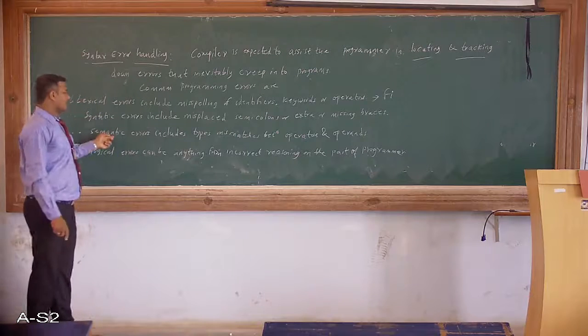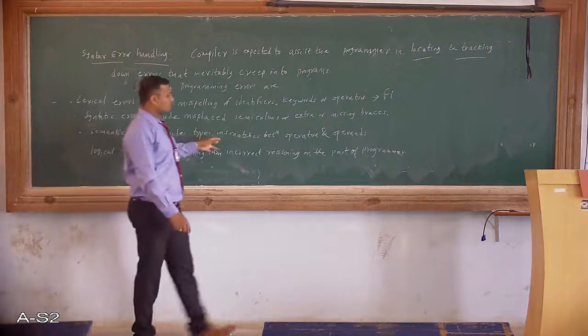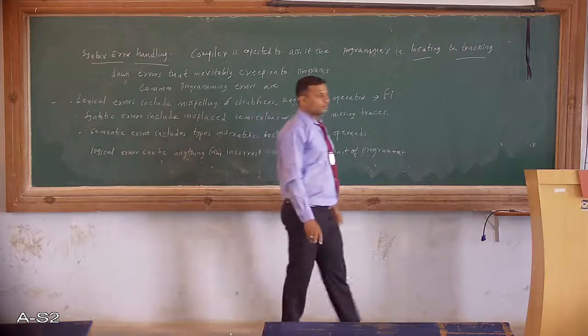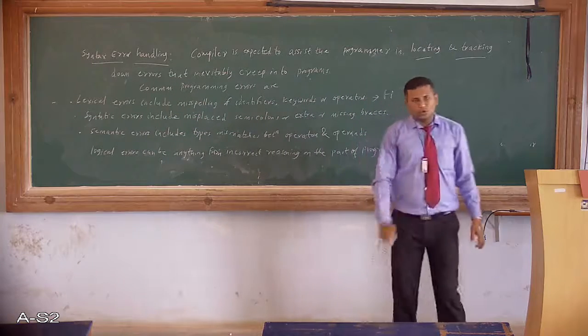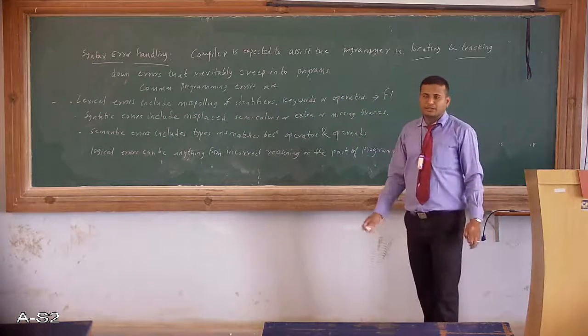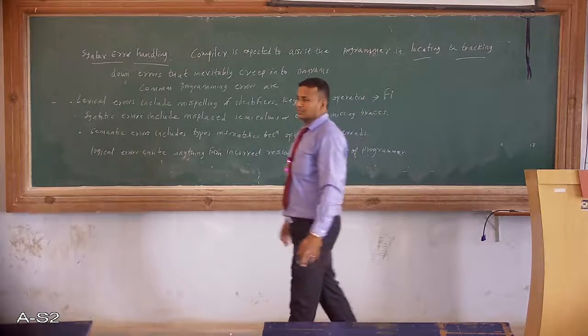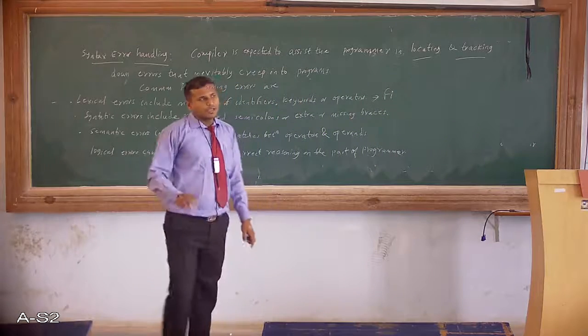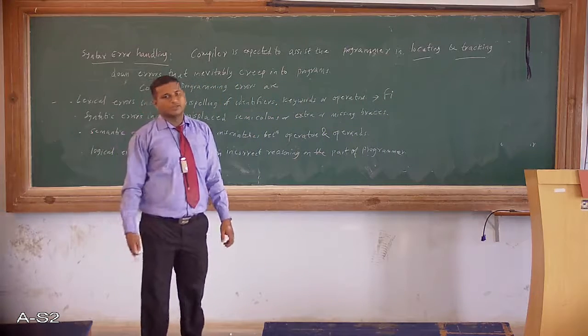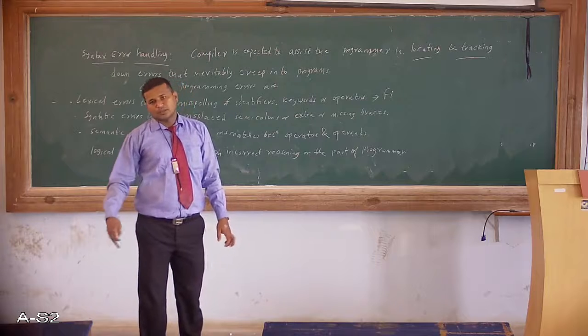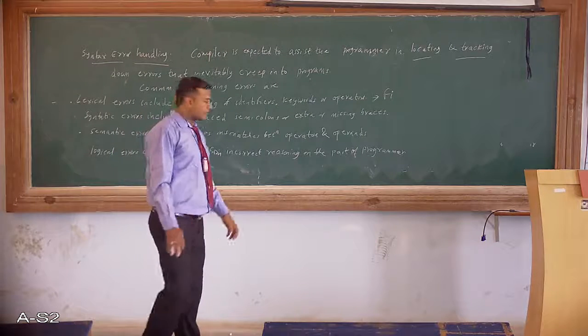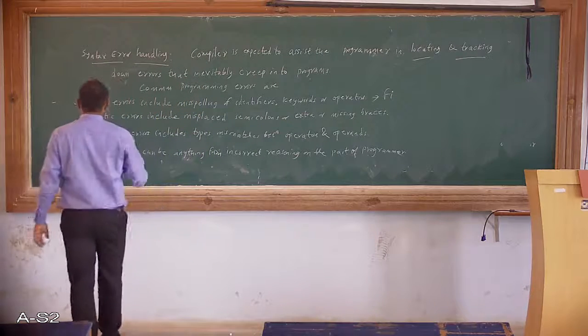And semantic errors include type mismatches between operators and operands. For example, if you want to perform the addition of two integer numbers, a plus b, and one of the operands is by mistake a float or character, then a mismatch will occur. That error we call a semantic error.